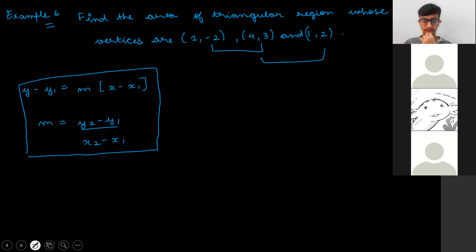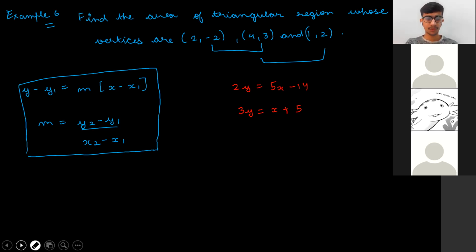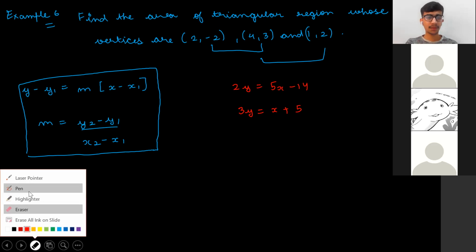First equation is 2y is equal to 5x minus 14. What is the second one? 3y is equal to x plus 5. And the third equation is y is equal to 6 minus 4x. Okay, plot all of these 3 equations on the graph.